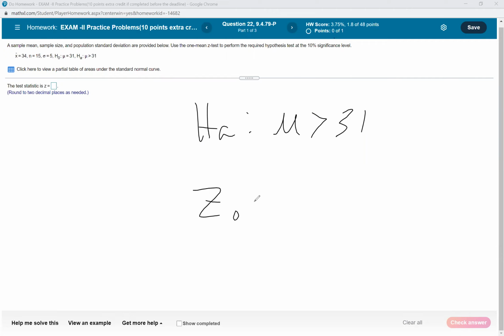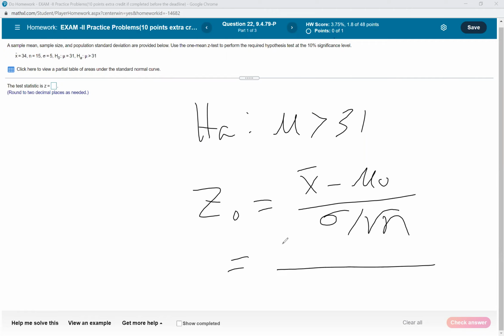So we need to find the test statistic, z observed, which is x bar minus mu 0 divided by sigma over square root of n. Okay, so plug in all the numbers. x bar is 34, minus mu 0 is 31, sigma is 5, divided by square root of 15, right? Because n is 15. So let's simplify this expression and you will get the test statistic.